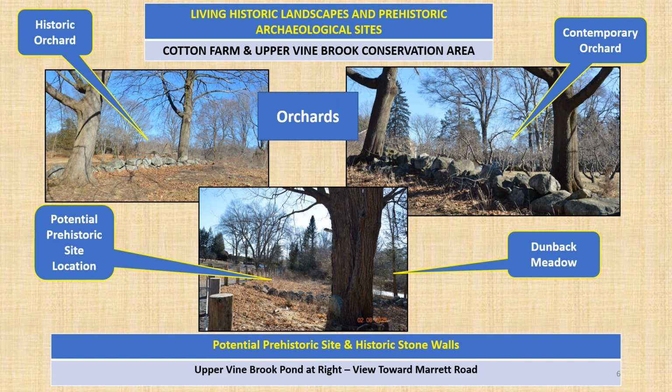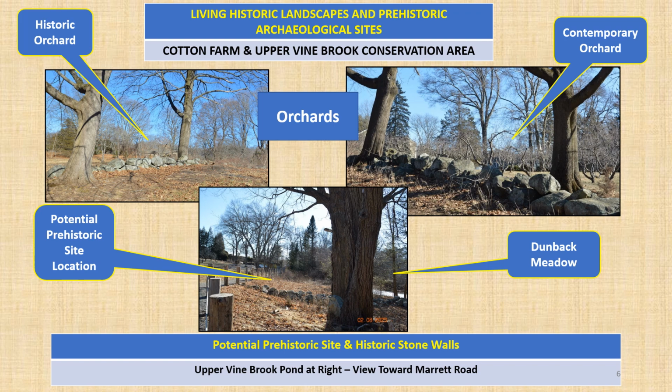Next, I'd like to look at a living historic landscape and a potential prehistoric archaeological site. The orchards at Cotton Farm Conservation Area contain both evidence of historic farming, attested to by the stone walls, and also terrain of an historic and contemporary fruit orchard that form integral parts of the historic landscape.